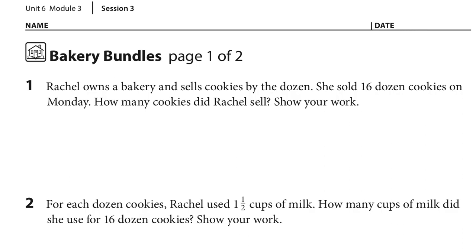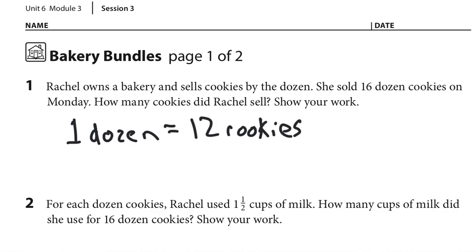So, 16 dozen cookies. Well, let's remind ourselves what 1 dozen cookies is. Helpful information to have, okay? 16 dozen cookies. What can I do with this? So if 1 dozen is 12 cookies, okay, so this is what we know. 1 dozen is 12 cookies, and she has 16 dozen. Sounds like we need to multiply. So we're going to take this 12 times 16.